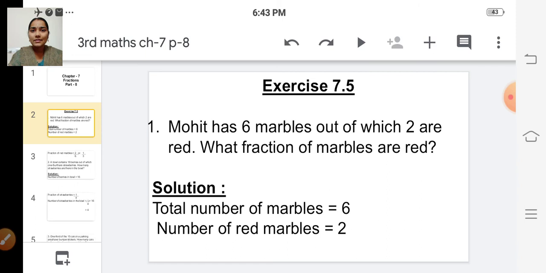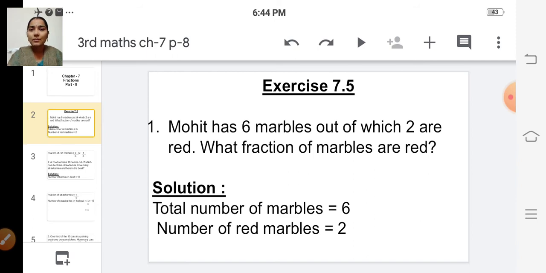So Mohit has totally 6 marbles. Out of 6, 2 marbles are red color marbles. So we are going to find out the fraction of red marbles. So how to write the fraction? Number of parts selected by total number of equal parts, isn't it? This is the format.